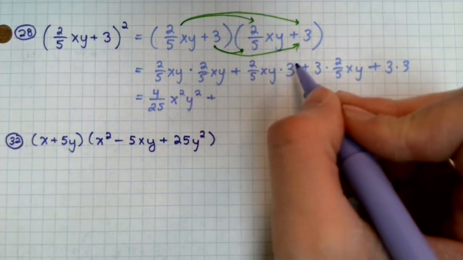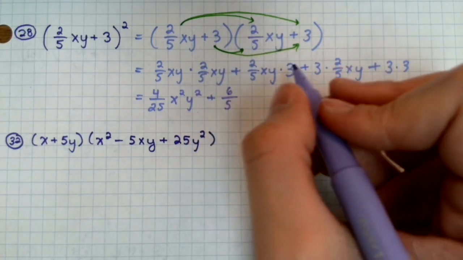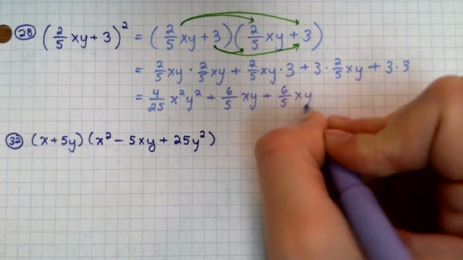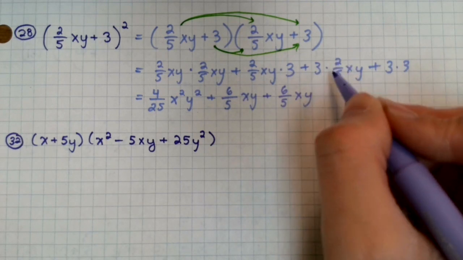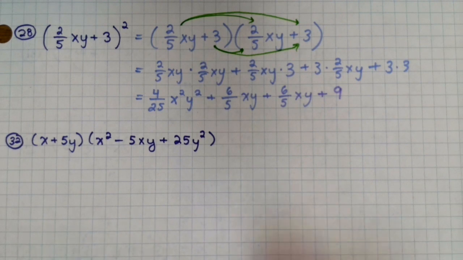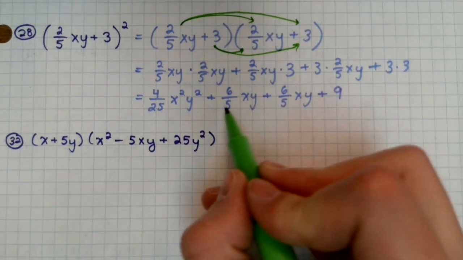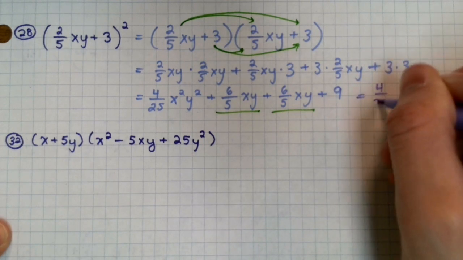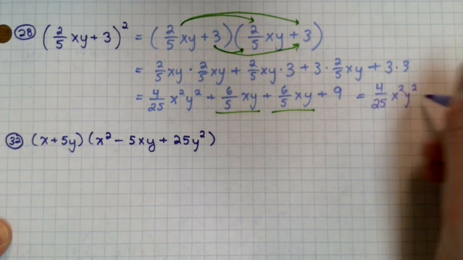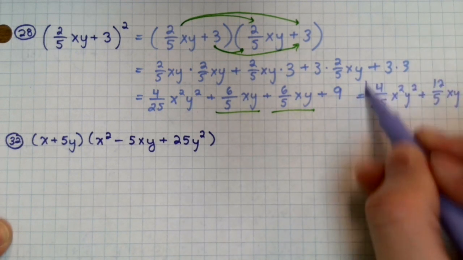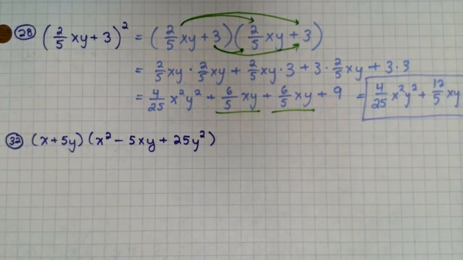Plus, then we're going to have 2/5 times 3, which is 6/5 xy. Plus, we're going to have another 6/5 xy, because again, you can think of the 3 as being over 1. So 3 times 2 is 6, 1 times 5 is 5. And then 3 times 3 is 9. Combining our like terms, which in this case are our two fraction terms here, 6/5 xy plus another 6/5 xy, that's going to give us 4/25 x squared y squared plus 12/5 xy plus 9. And that would be our final answer for this problem.